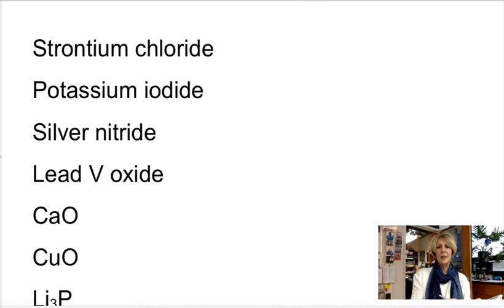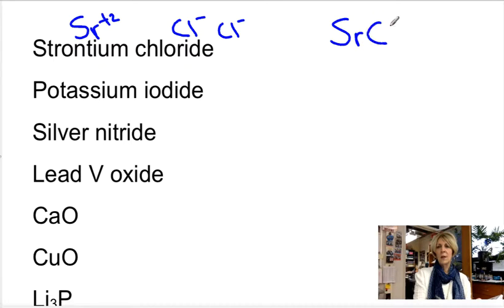All right, let's try some of these. Strontium chloride. So I look on my periodic table. I know that strontium is a +2. Chloride is a -1. I see that I'm going to need 2 chloride ions to balance out the charge on the 1 +2 strontium, and so I would write SrCl2. No charges because the charges have been canceled out. Potassium iodide. Potassium has a +1 charge because it's in that column of the periodic table. Play back this video if you don't know how I got these, because I explained that at the very beginning. Potassium iodide, 1 of each.